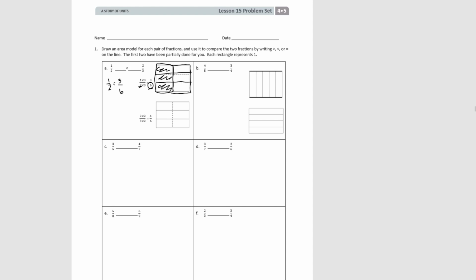Down here, we started with thirds, and we started with 2/3. And then we divided again to get 6. And now we have 4/6. So 2/3 is equal to 4/6. And so we see that 3/6 would have to be less than 4/6. Therefore, 1/2 is less than 2/3. Okay, stop the video and try B.